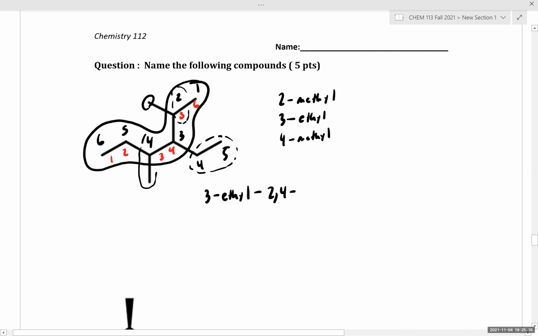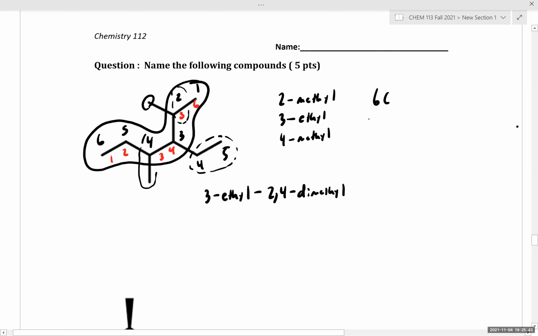We have 2 methyl groups, so what prefix do we use? Dimethyl? Yep. Okay, and it's a 6-carbon chain, so what do we call that? Six carbons. It's not cyclic, but removing the cyclo prefix, what do we call 6 carbons?